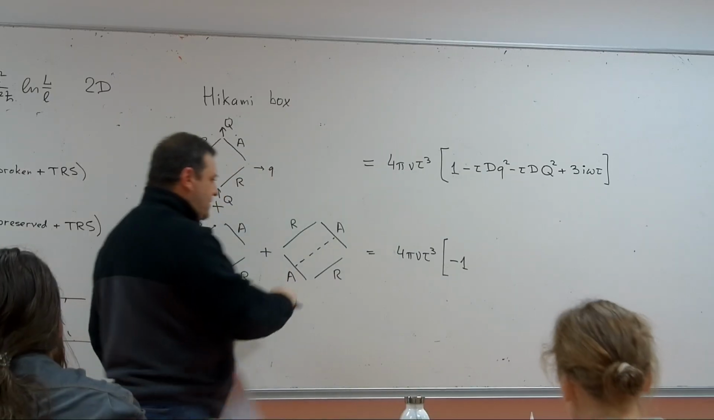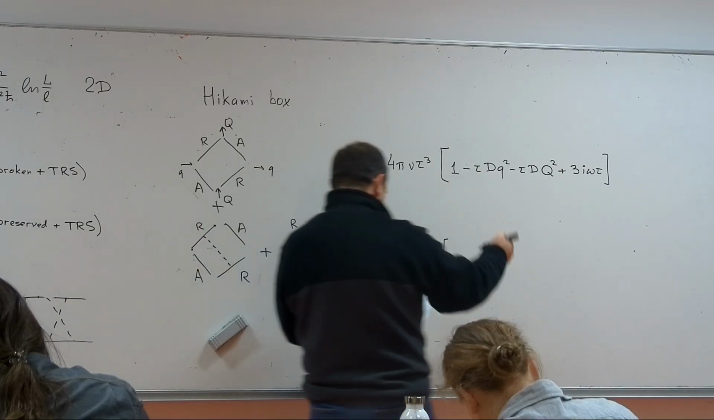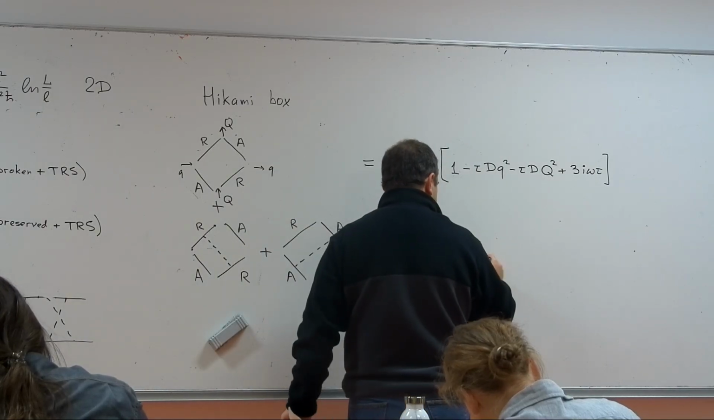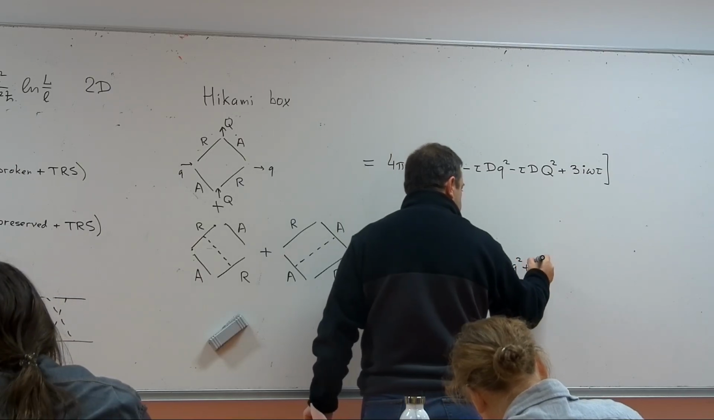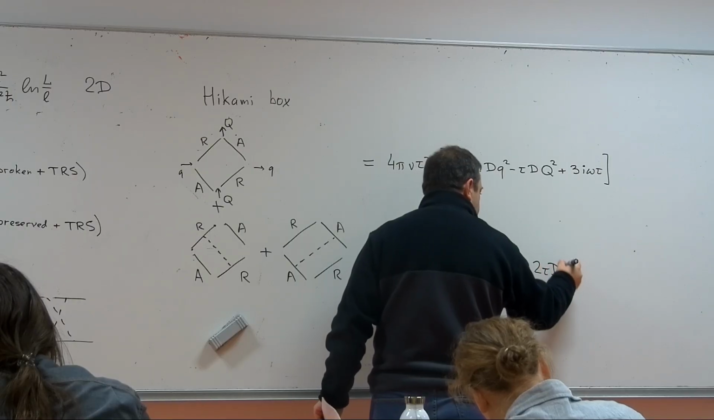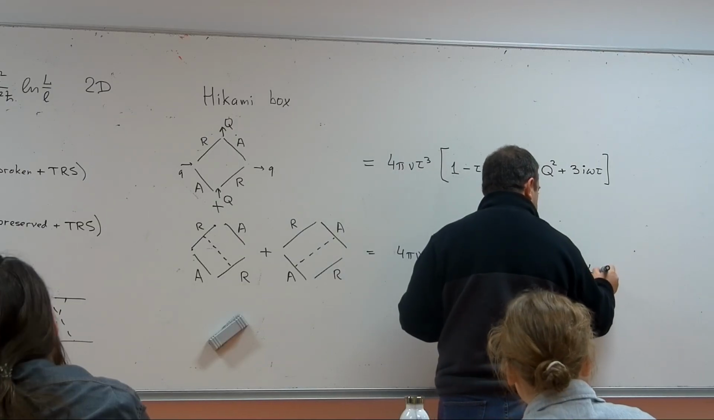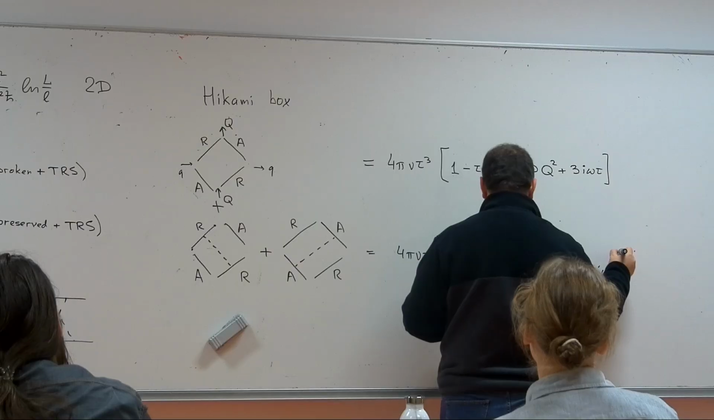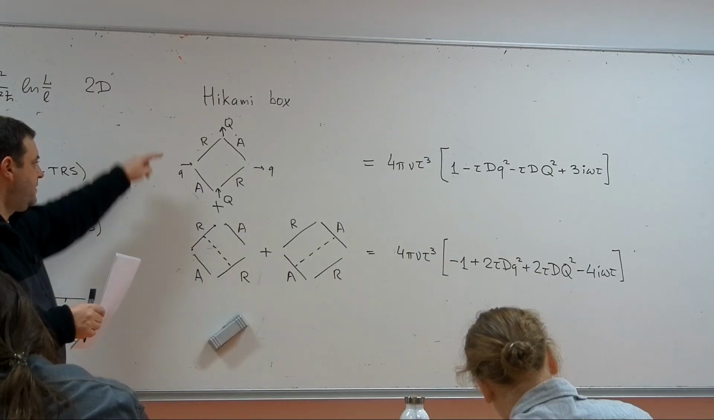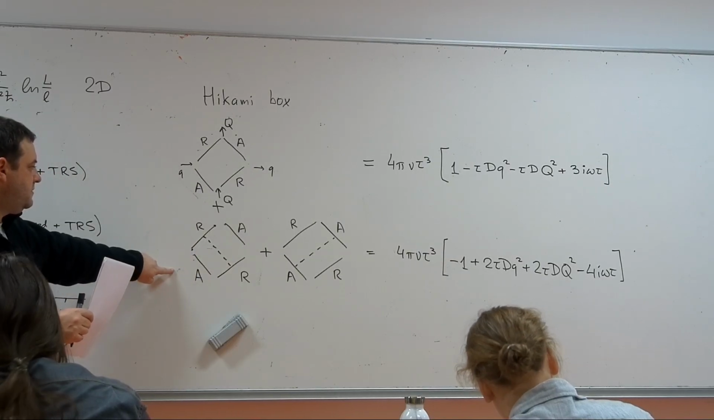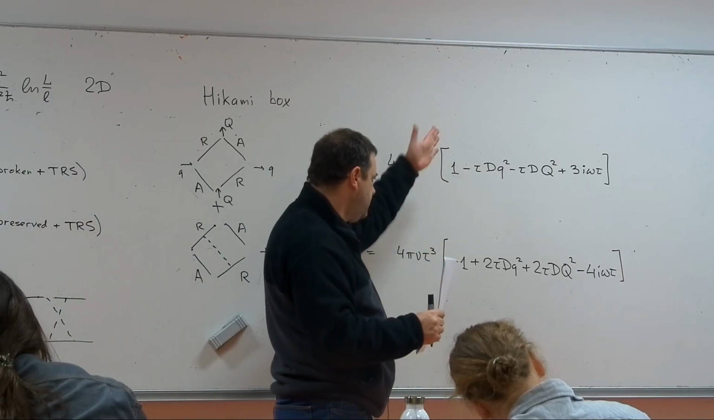So the other two diagrams are the same number times -1. And again, there are corrections: 2 tau dq squared plus 2 tau d capital Q squared and minus 4 times I omega tau. This line is that one, these two give this one. So the first term, 1 minus 1, they cancel.